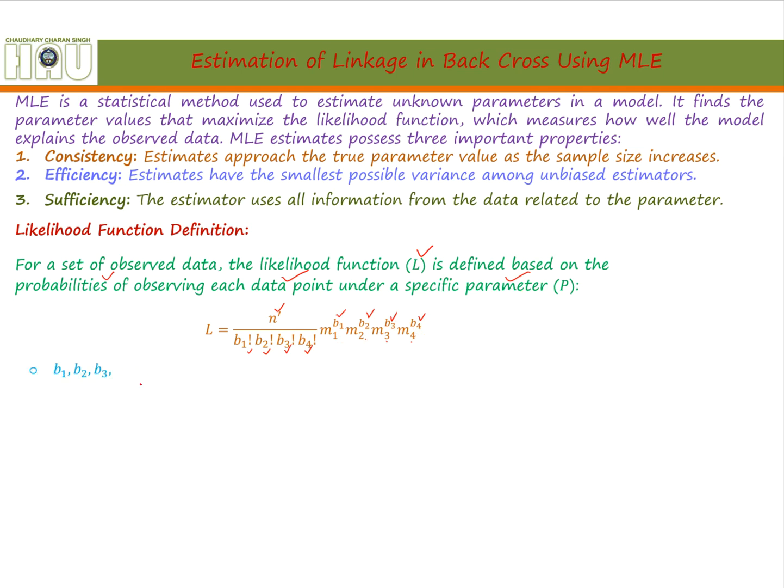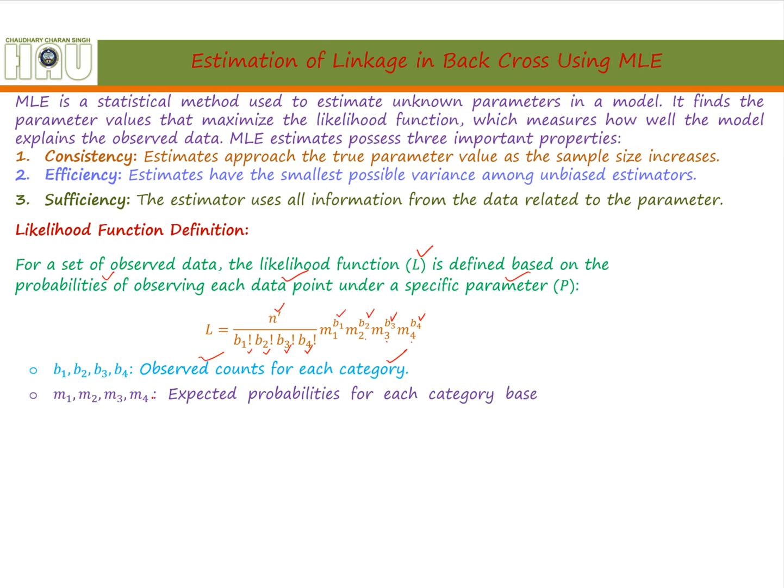So here B1, B2, B3, B4 are the observed counts for each category. Then M1, M2, M3, M4 are the expected probabilities for each category based on the unknown parameter P. And N dash, as usual, is the total number of observations. Now, the question arises, why do we use this formula?